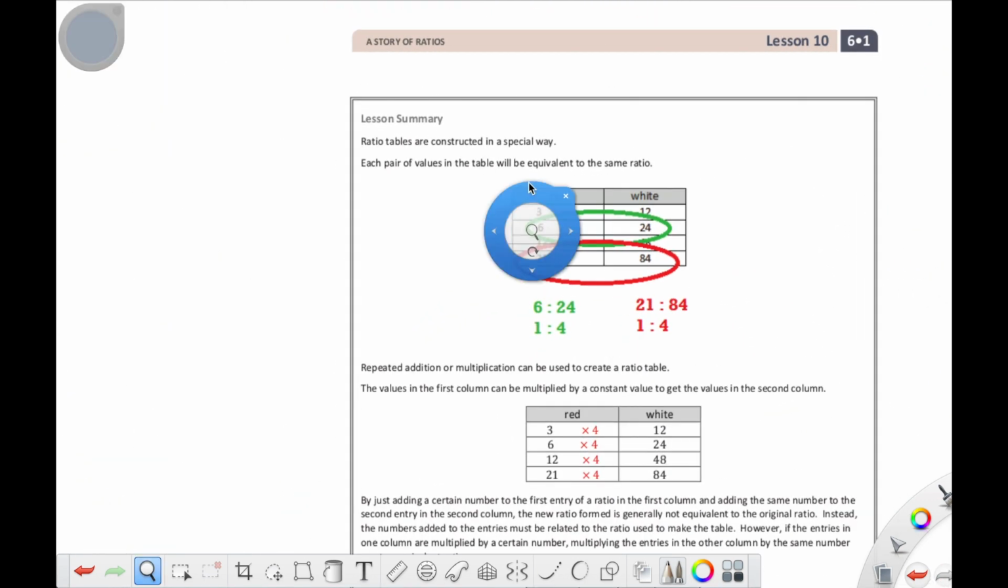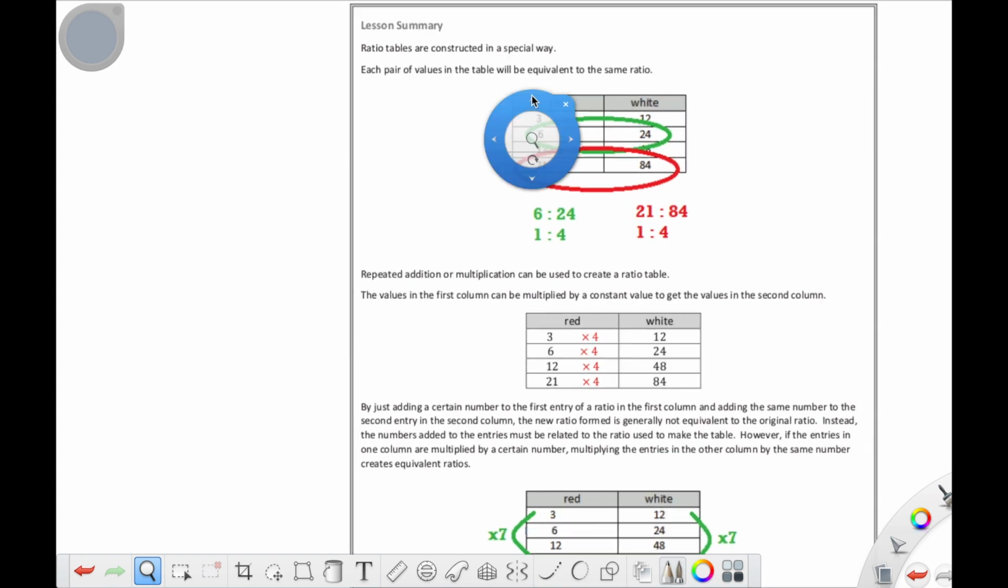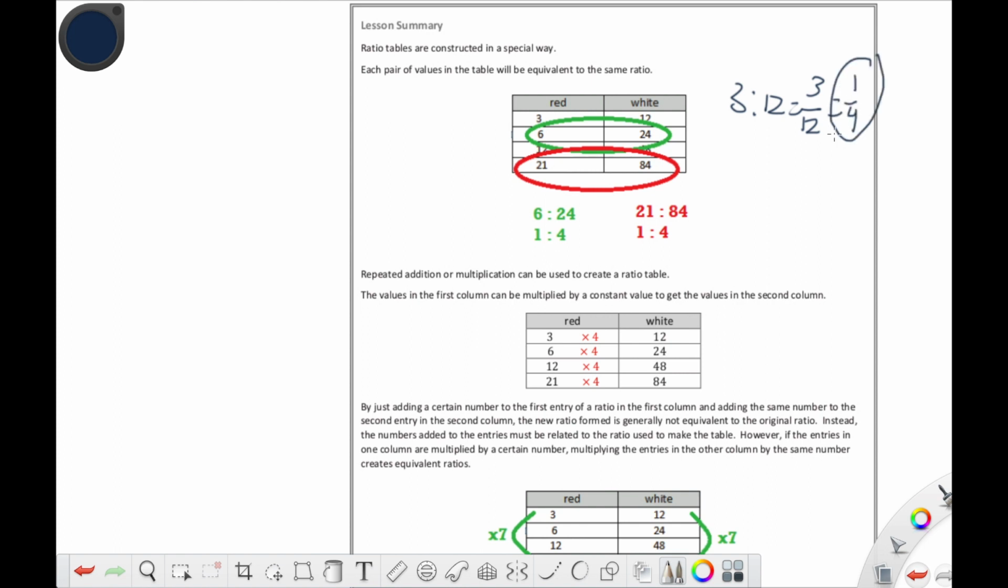Okay, lesson summary. Ratio tables are constructed in a special way. Each pair of values in the table will be equivalent to the same ratio. So here you have 3 to 12. This is our basic ratio, right? 3 to 12. If we write that as a fraction, we have 3 to 12. We reduce it to 1 to 4. The value of this is 1 to 4.